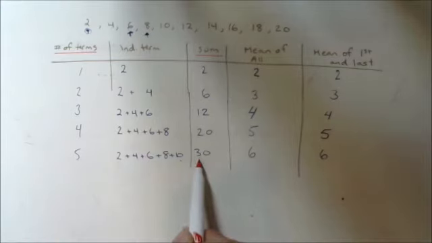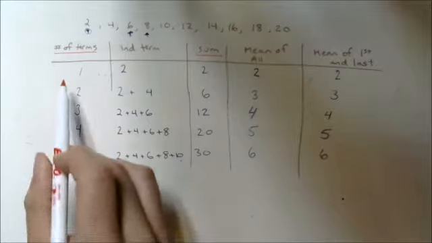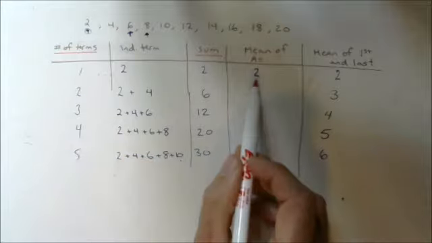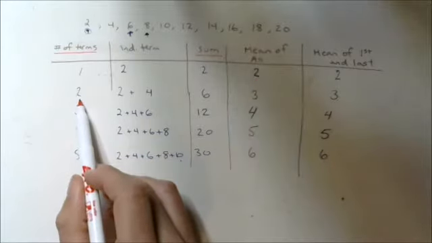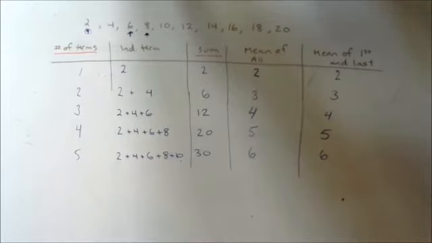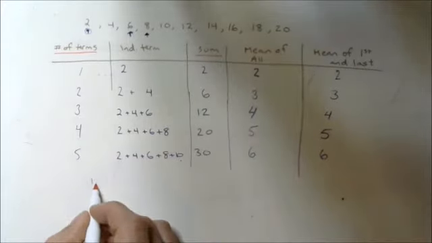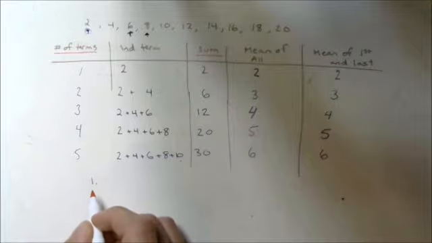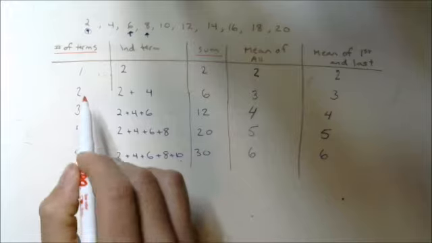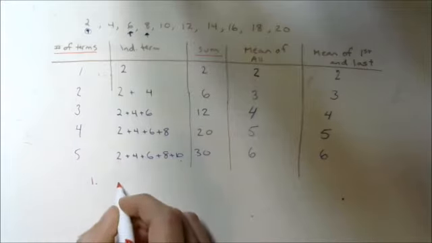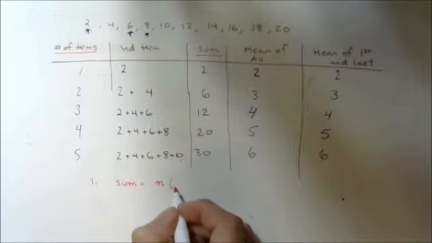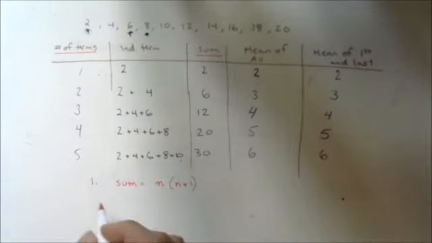And then the next question asks us, what's the connection between the number of terms and the mean of the terms? N plus 1. So you start to see the connection there. In question number 1, just under your chart, how is the sum of terms related to the number of terms? Well, I would say that the sum is equal to n times n plus 1.